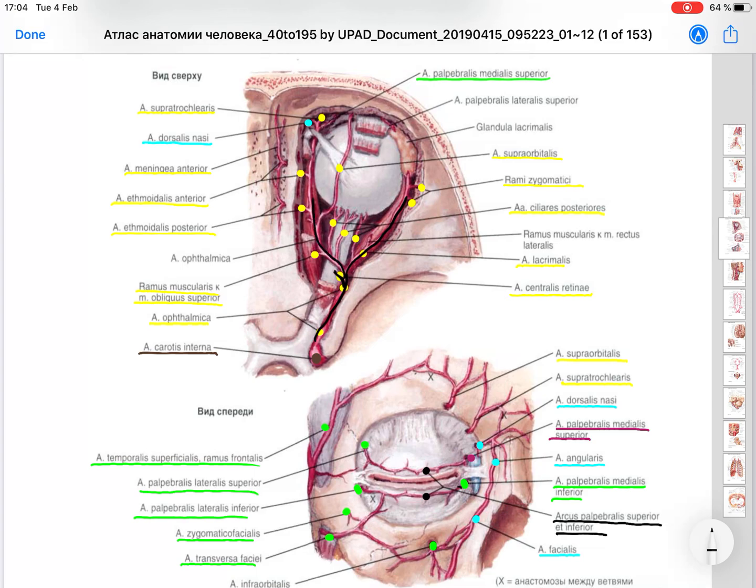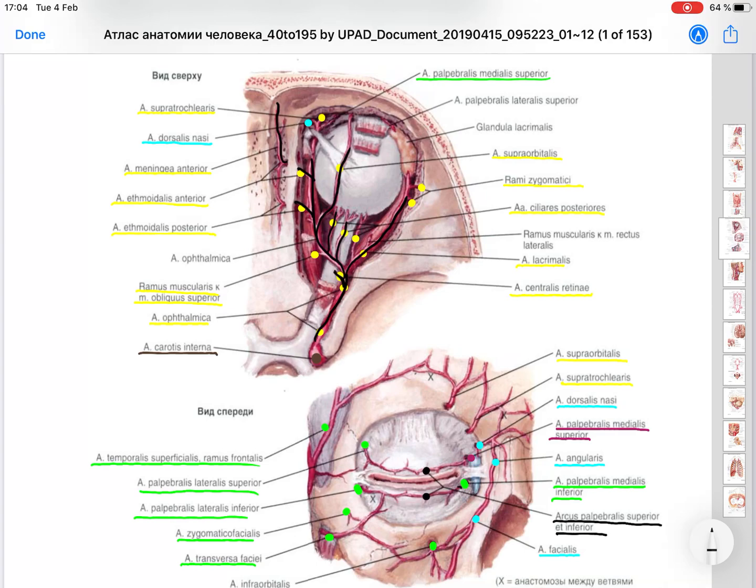And we have this arteria ophthalmica continuing, and on its way it will give arteria supraorbitalis, and also arteria ethmoidalis posterior, arteria ethmoidalis anterior, and ethmoidalis anterior will give arteria meningea anterior. And we will also have branches like arteria ciliaris, which is giving blood supply to the ciliary muscles of the eyes.